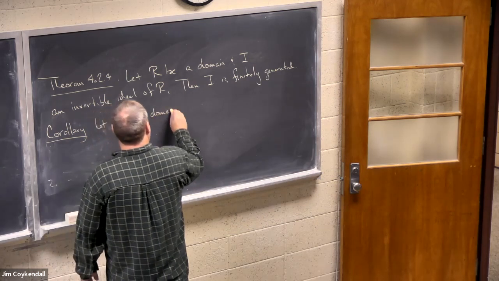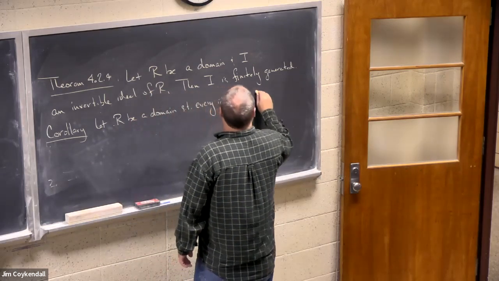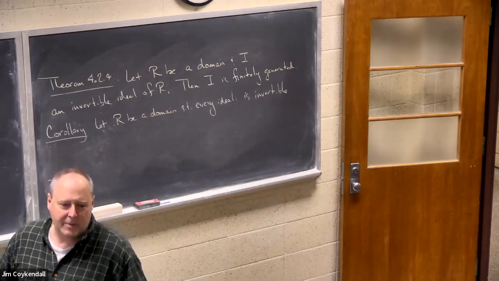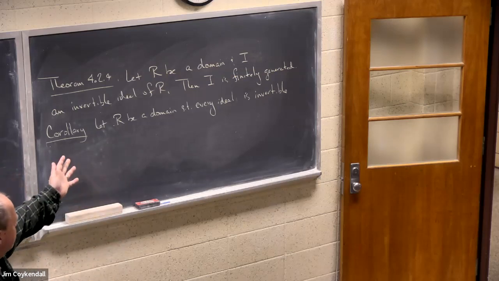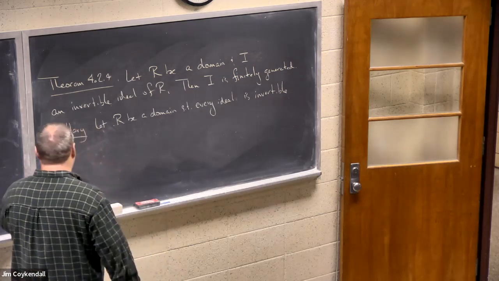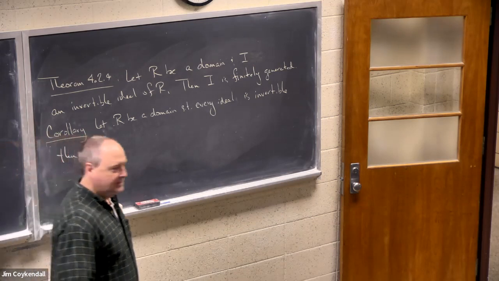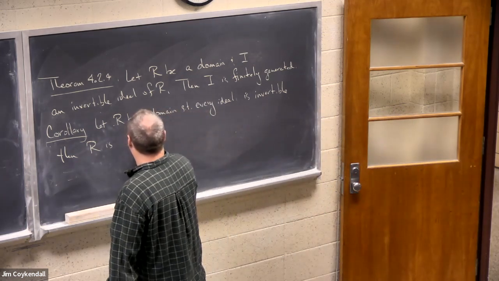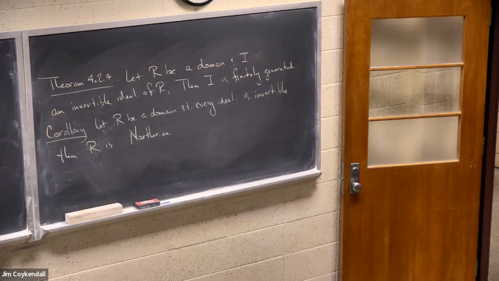Domain, such that every ideal is invertible. And in the theme of the last remark I made, I was intentionally ambiguous on that, because it doesn't matter whether I let this be any fractional ideal or whether I'm strictly meaning contained in R at all. Then, if every ideal is invertible, then R must be Noetherian. I like these kinds of observations, and when we get to Dedekind domains, this will help us.